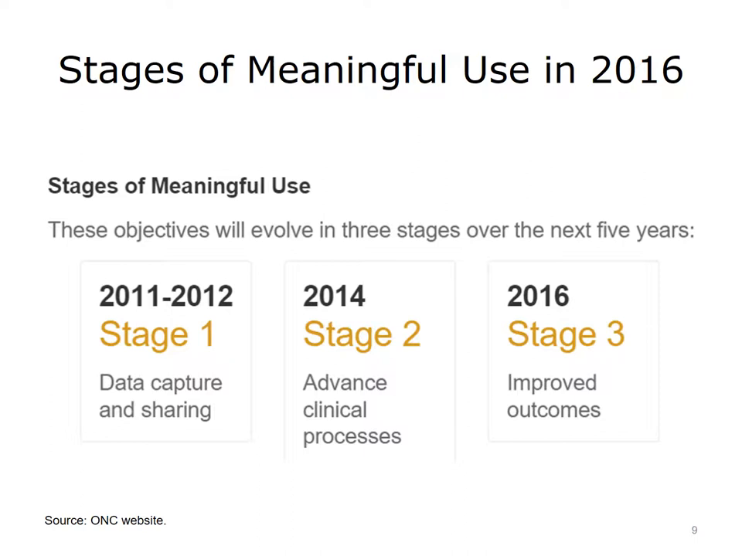Criteria have been divided into two sets, a core set that must be met by all eligible providers, hospitals, and critical access hospitals in order to qualify for incentives, and a menu of additional criteria from which they must select any five choices to receive incentives.